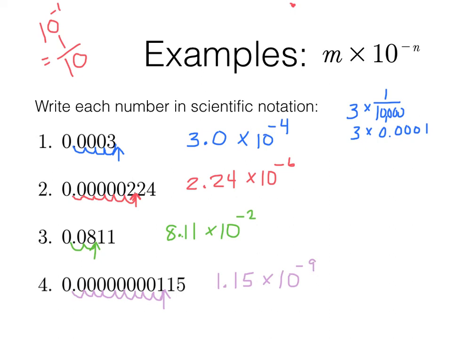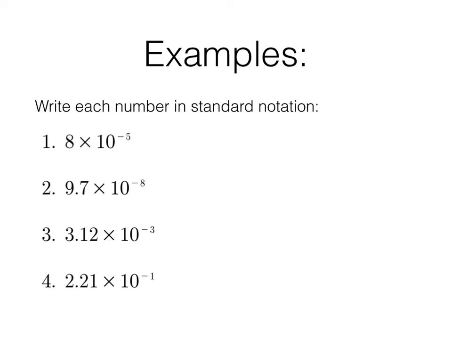Let's try it. So we did this before with our values bigger than 1. Now we're doing it with our values that are smaller than 1. And this should still say m times 10 to the negative n, because we are still dealing with our numbers that are smaller than 1. So again, take your number.